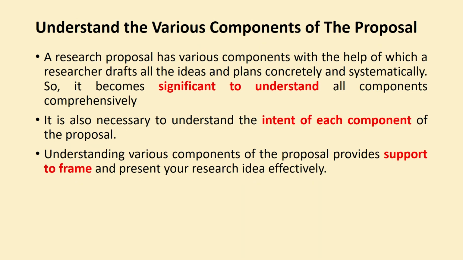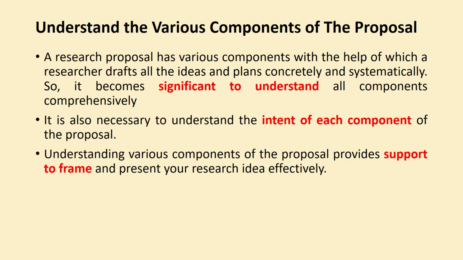Next is, understand the various components of the proposal. We have discussed many things till now, and you know what a research proposal is and how to make it, but there are a few things within the research proposal that are very logical and systematized, and that is the components of the proposal. You can see clearly here, a research proposal has various components with the help of which a researcher drafts all the ideas and plans concretely and systematically. So it becomes significant to understand all components comprehensively.